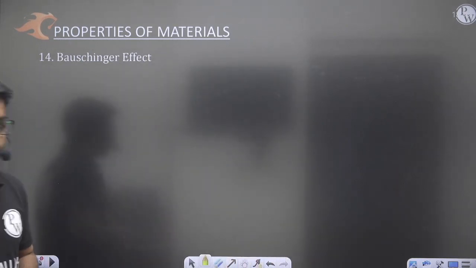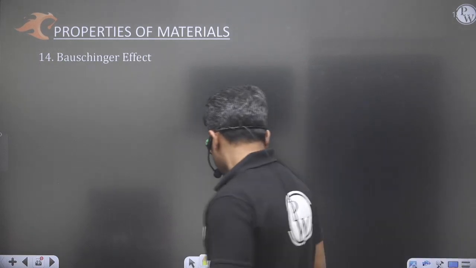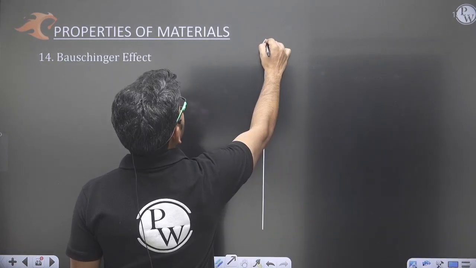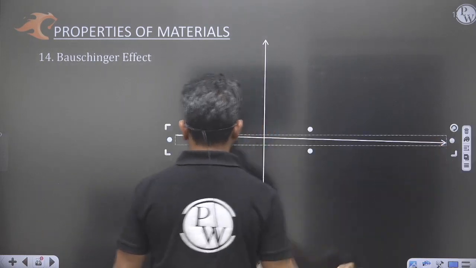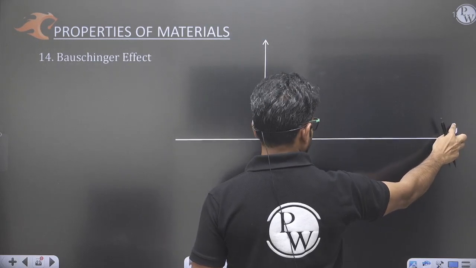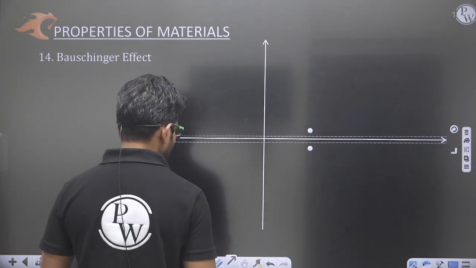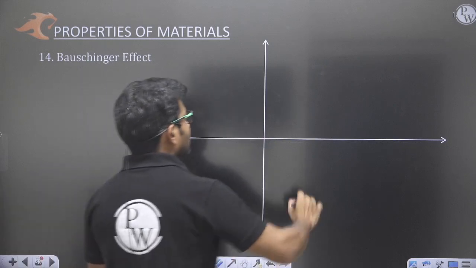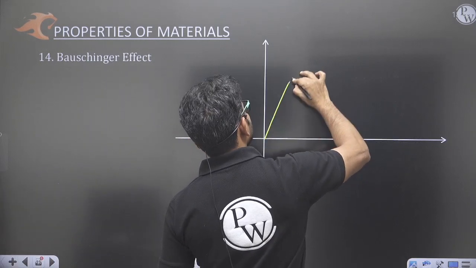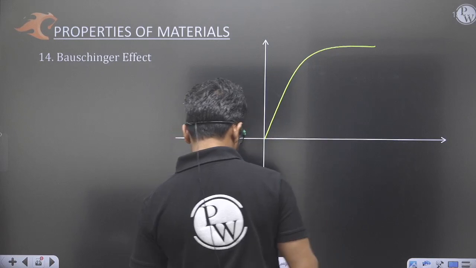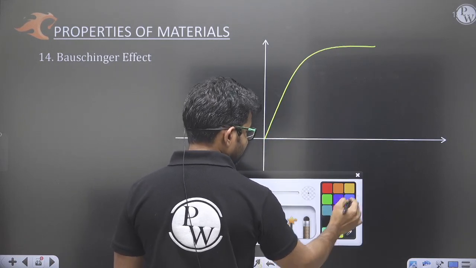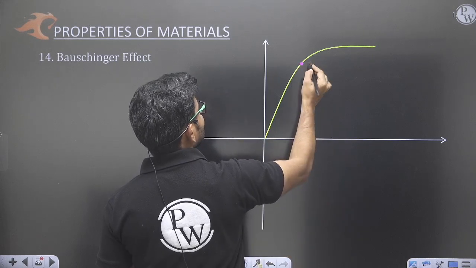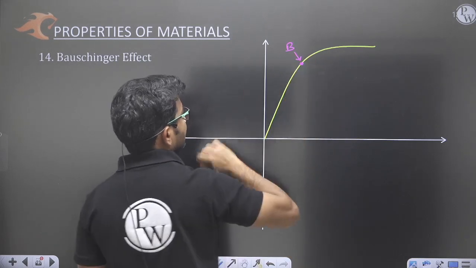Now let's move on to the next property, that is Bauschinger effect. Let us understand what Bauschinger effect says. There is a stress strain curve of the material, let us say it looks like this. In this material, let us say this is the elastic limit, point B.